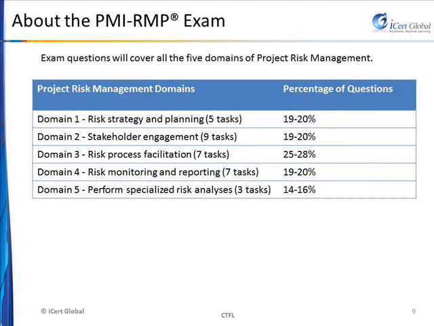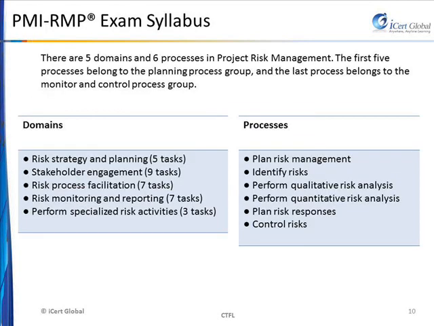About the PMI-RMP exam. The slide lists the domains and the percentage of questions that can be expected in your final exam. The weightage differs from domain to domain. There are 5 domains and 6 processes in project risk management. The first 5 processes belong to the planning process group, and the last process belongs to the monitor and control process group.